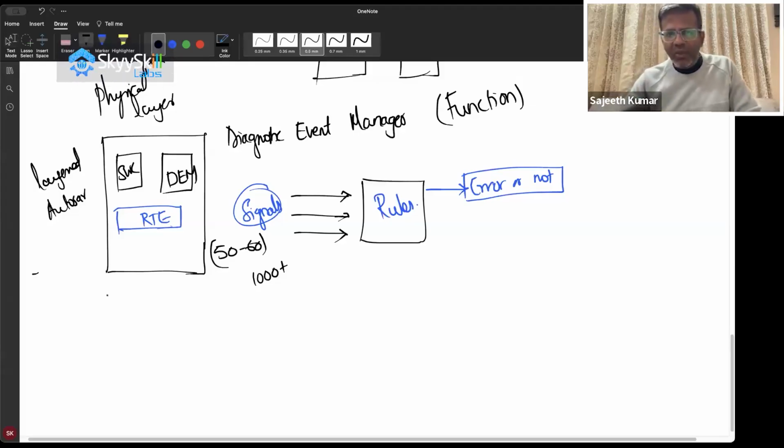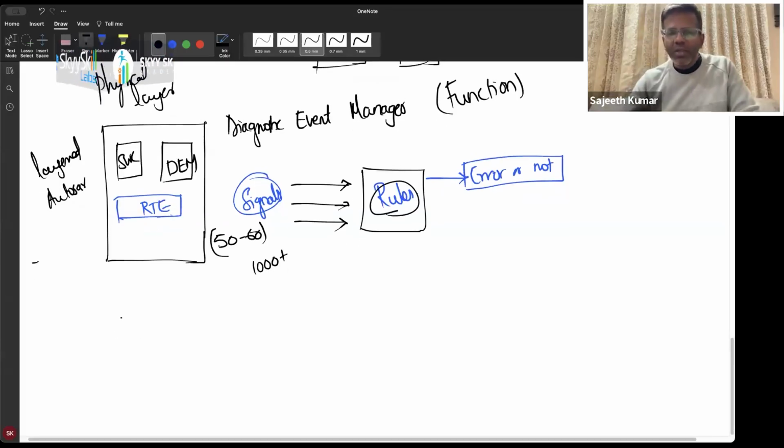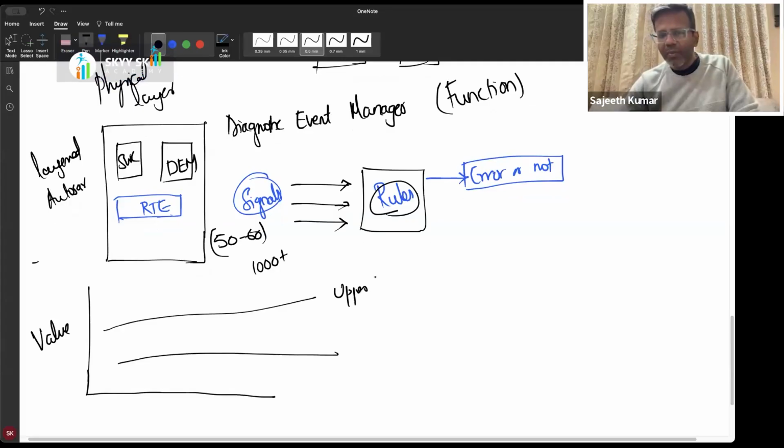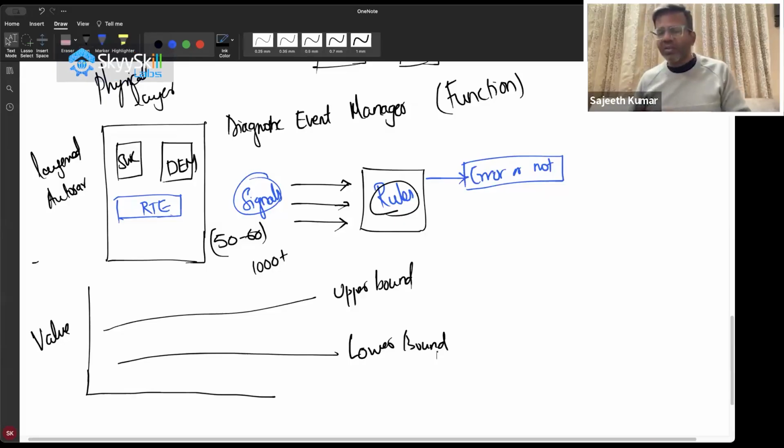So now we come to the next part. What exactly are the rules? Typically you will define the rules in a couple of different ways. Let's say that you have a sensor signal, the value of the signal. You would have an upper bound and a lower bound. You will define this either as a lookup table or mathematically, whichever way it is. You will define a bound within which your sensor signals will have to sit.